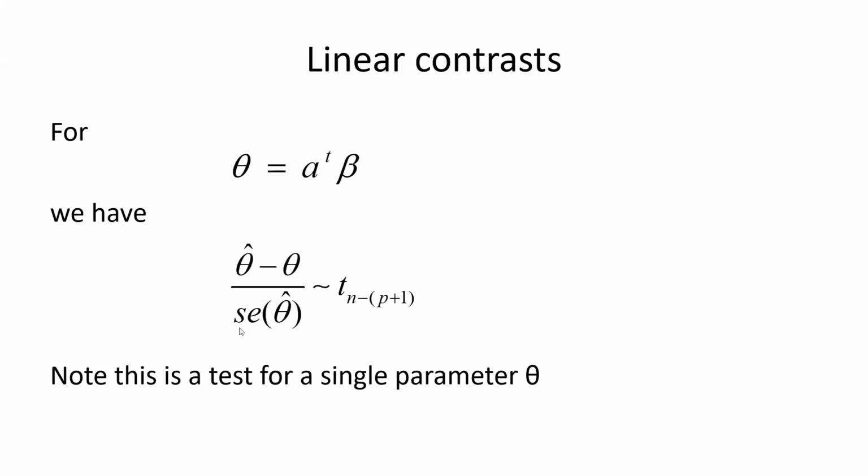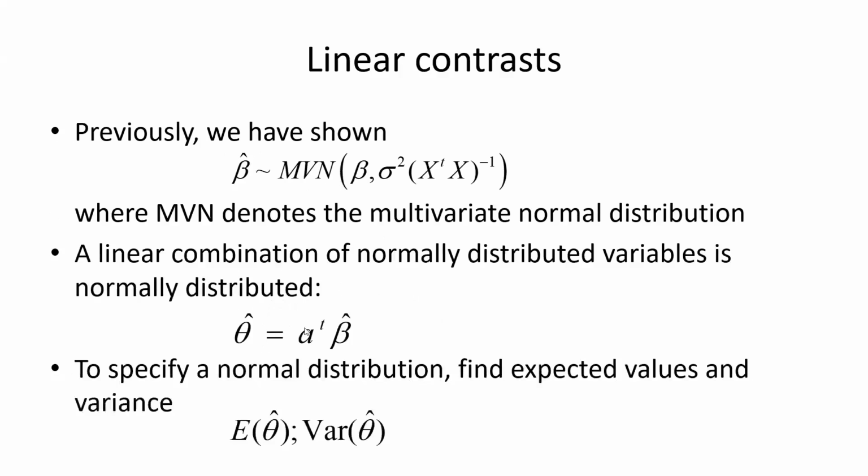The test is just as before. Now, what we need to figure out, though, is how do we compute theta hat and how do we compute the standard error of theta hat. We had previously shown that beta hat is distributed as multivariate normal, multivariate because it's not a scalar, it's a vector, as follows. And a linear combination of a normal distribution is also normally distributed, and we have a linear combination here.